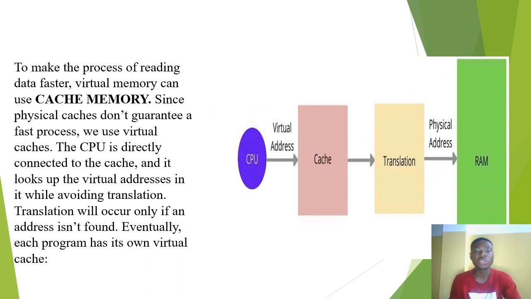Virtual memory can use cache memory. Since physical caches don't guarantee a fast process, we use virtual caches. The CPU is directly connected to the cache and it looks up the virtual addresses in it while avoiding translations. Translations will occur only if an address isn't found. Each program has its own virtual cache.